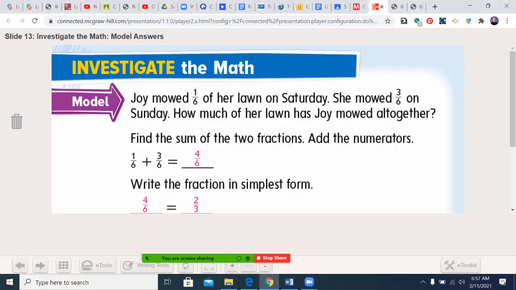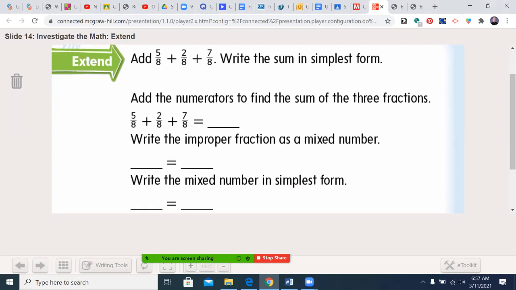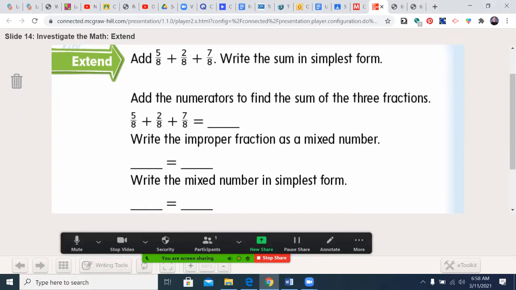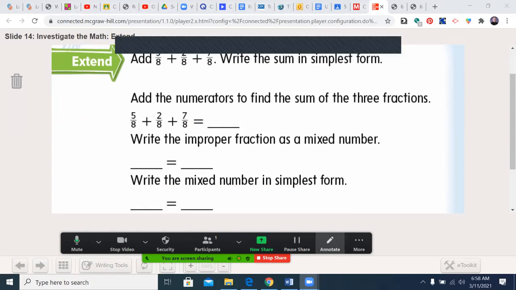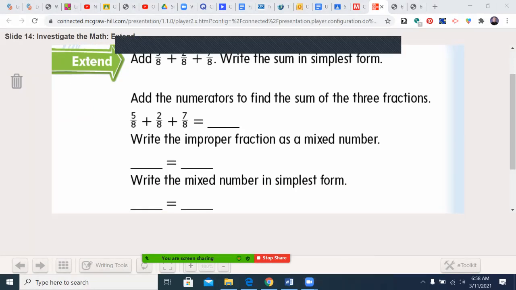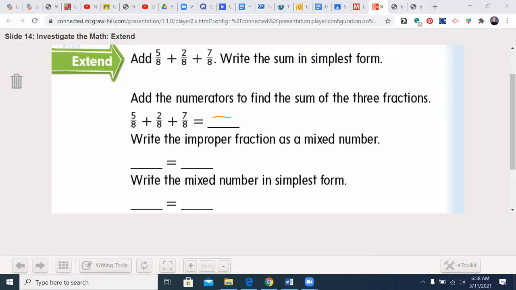You see the answer. One more. Add 5/8 plus 2/8 plus 7/8. Write the sum in simplest form. They're really trying to give you guys a hard time on lesson 2 of this unit. All right. Add the numerators to find the sum of the 3 fractions. 5 plus 2 is 7, plus 7 is 14. 8 plus 8 plus 8. No, don't add those. Just write 8. Ta-da. So much easier than adding them.